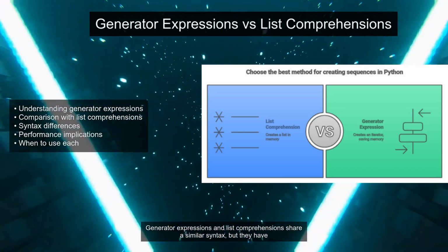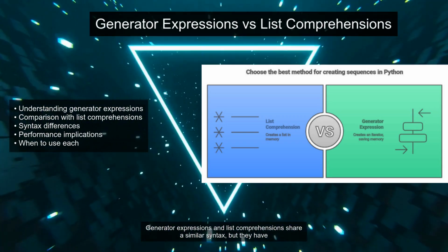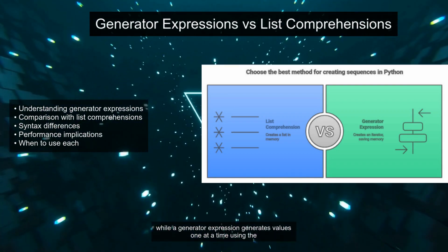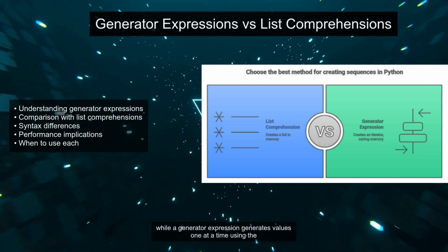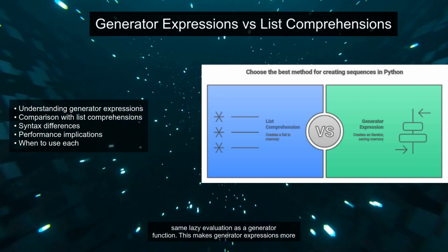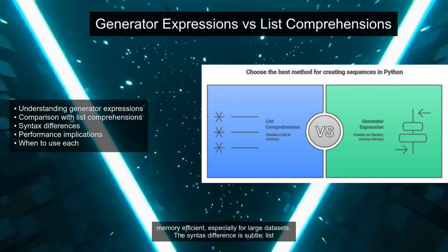Generator expressions and list comprehensions share a similar syntax, but they have very different behavior. A list comprehension generates an entire list in memory, while a generator expression generates values one at a time using the same lazy evaluation as a generator function. This makes generator expressions more memory efficient, especially for large datasets.